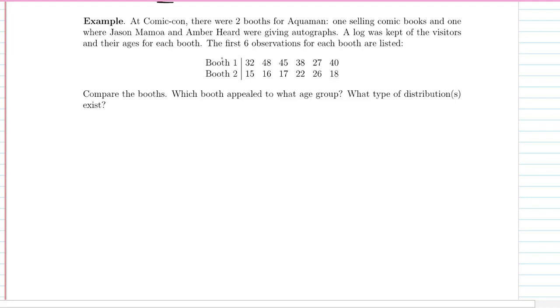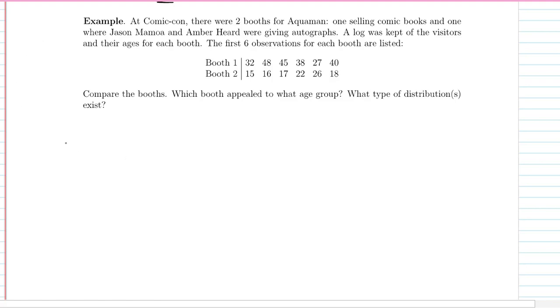A log was kept of visitors and their ages. So here at booth 1, which is the one for comic books, we have ages 32 years old, 48, 45, 38, 27, and 40. And then for booth 2, where the stars are giving autographs, 15 years old, 16, 17, 22, 26, 18. So a mix of Gen Z and millennials. What we wanted to do was compare the booths and figure out which booth appealed to what age group and what type of distributions existed.